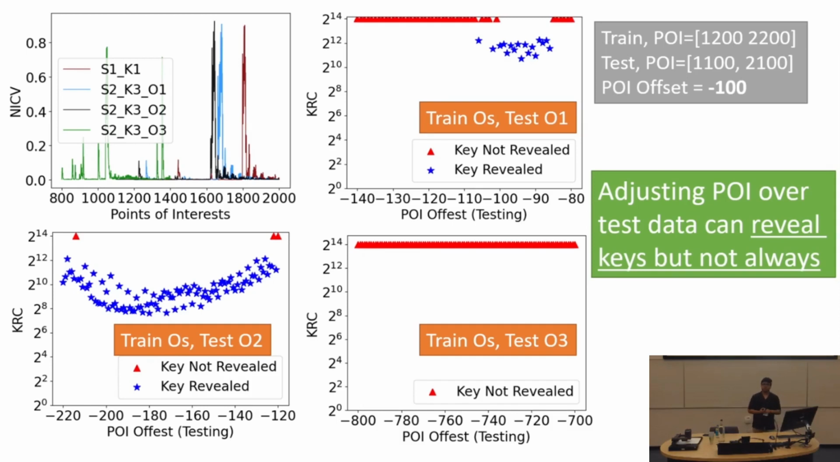Now, one way we can mitigate this is by adjusting the points of interest over the test data. This reveals the key sometimes, but not in all cases, which is represented by this graph. So as you can see, in O3, we failed to recover the key even though we adjusted the points of interest.